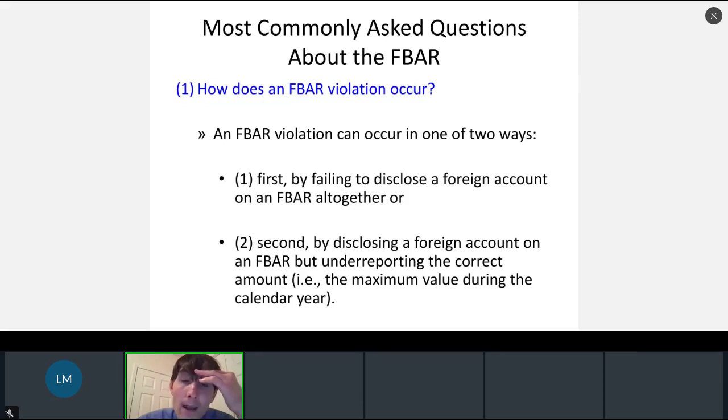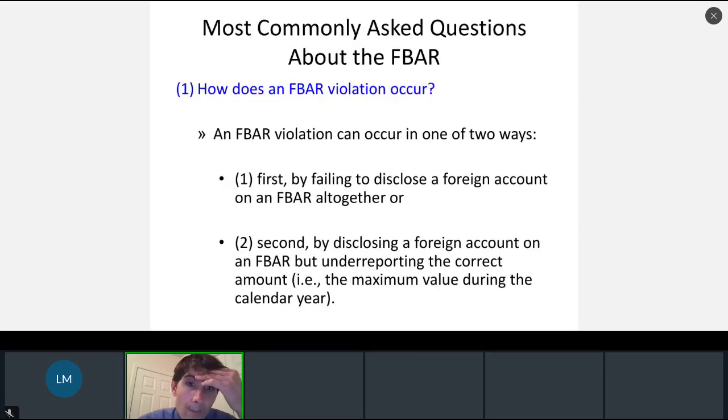So it can tend not to be the fault of the taxpayer when they do file an FBAR but report the high watermark balance as a lesser amount than what it actually is, because they're usually working off of the foreign account statements. And you have to keep in mind that we're dealing with foreign currency most of the time. So they have to extrapolate from the foreign currency to US currency and report it as US currency, the high watermark balance on the FBAR.